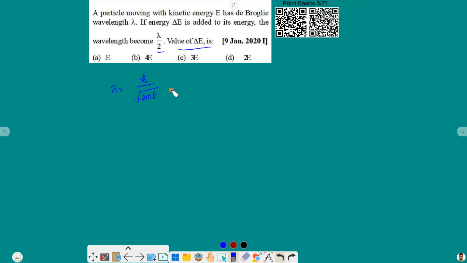E. Now after addition of some energy, it becomes lambda by 2. So lambda by 2 will be equal to h by under root 2 m (E plus delta E). That will be the new wavelength. Now if I divide both of these, what will we get? I will get lambda divided by lambda by 2. h gets cancelled. And here I will have under root 2m (E plus delta E) divided by under root 2m E.